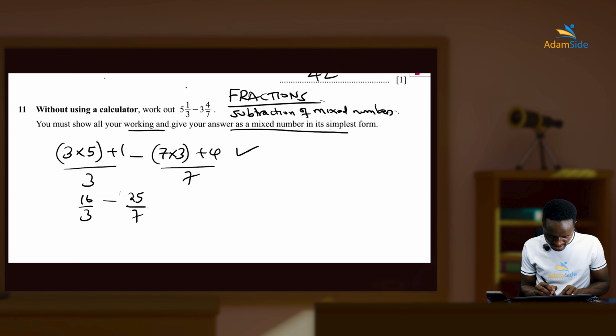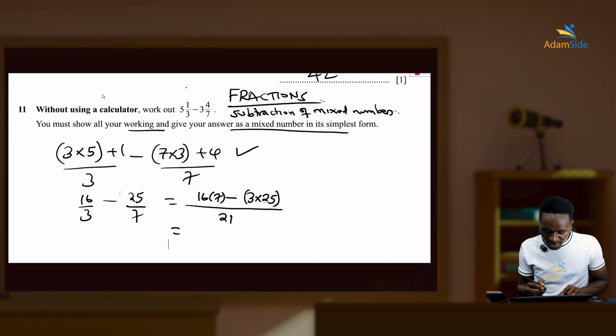Find a common denominator. 3 and 7 are odd numbers, so you can multiply them to find a common denominator. So the common denominator is 21. So 21 divided by 3 is 7, so you take 7 times 16. So 16 times 7 minus 3 times 25. That's it. Without the use of a calculator.